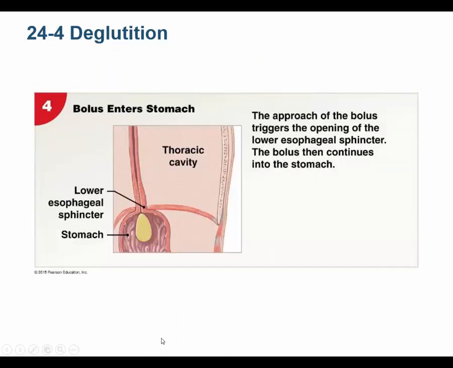And then this is when your bolus enters your stomach. Now at this point, the gastric phase of digestion starts. So we'll get to the phases of digestion. So the swallowing is done right here. I do want to talk about this sphincter muscle briefly. This is the lower esophageal sphincter, also called the cardiac sphincter. Also sometimes called the hiatal sphincter.